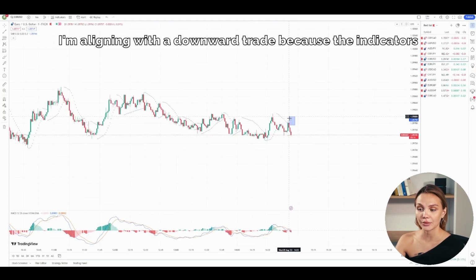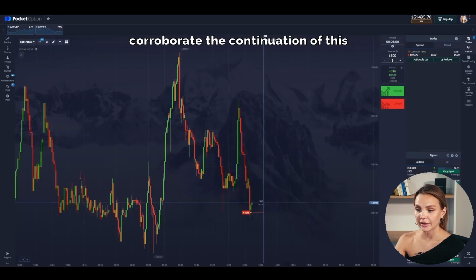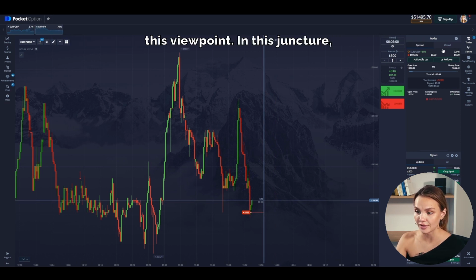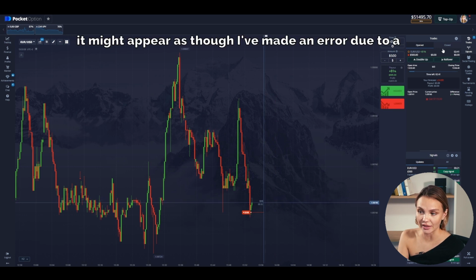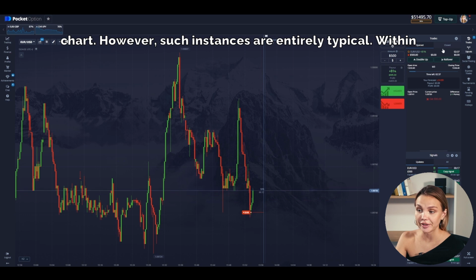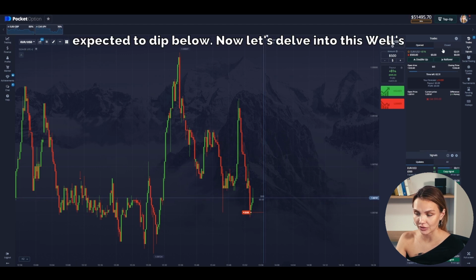Hence, I'm aligning with a downward trade because the indicators corroborate the continuation of this movement. Both the Parabolic SAR and MACD firmly reinforce this viewpoint. At this juncture, it might appear as though I've made an error due to a slight rebound from the support level on the chart. However, such instances are entirely typical. Within 3 minutes, the price is expected to dip below.